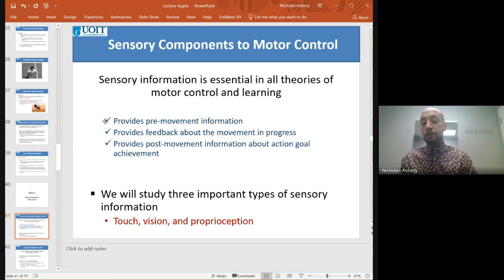Sensory information can be used before we initiate movement to understand what we need to do. It can be utilized with a movement in progress. Think of it like a closed loop system to modify a movement to increase accuracy as it's already in progress. Or it can be used after, for us to determine what we did wrong. So sensory information can be used either before, during, or after. And there's three main important types of sensory information that we utilize to adjust our movements: touch, vision, and proprioception.